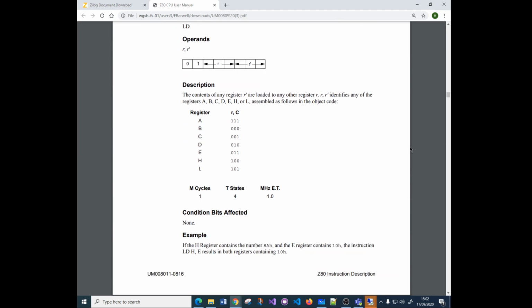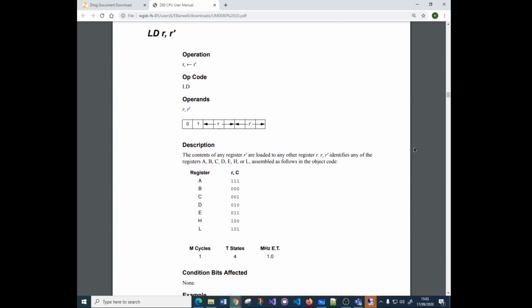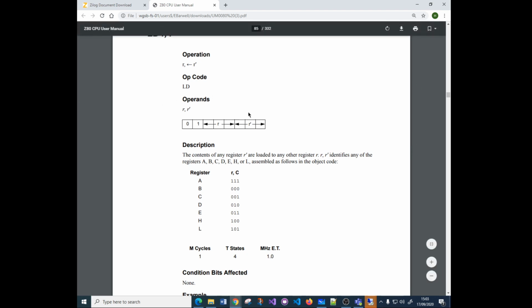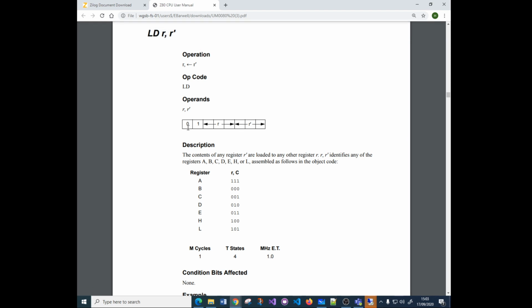Right, so you can see here that this load instruction has 01 at the front of it. So that is the opcode. And then we've got two 3-bit sets. They tried to squeeze it all into 8 bits because that was the size of the data bus. You don't want to be doing more fetching than you need to. And then these 3 bits duplicated are used to say where we're loading from and to.